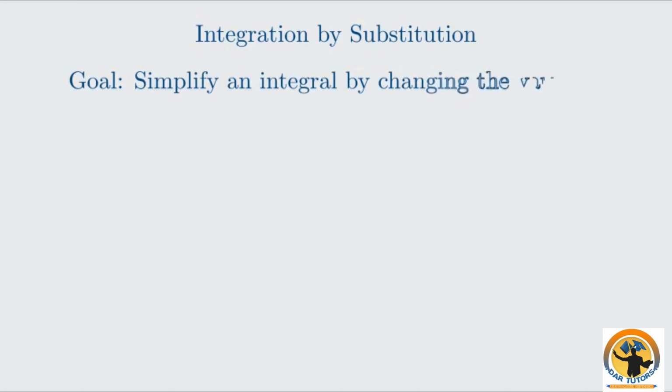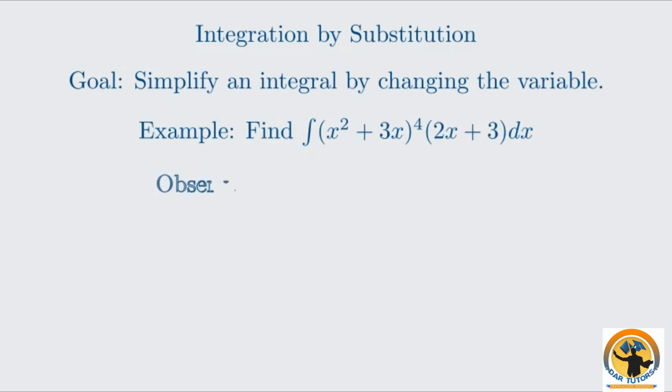Now let's move on to our second major technique, integration by substitution. This method is essentially the reverse of the chain rule for differentiation. The goal of substitution is to simplify a complex integral by replacing a part of the expression with a new variable, u. This transforms the integral into a simpler form that we already know how to solve. Let's consider the integral of (x squared plus 3x) all raised to the power of 4 times (2x plus 3). Notice that the expression 2x plus 3 is the derivative of the inner function, x squared plus 3x. This is a key indicator that substitution will work.